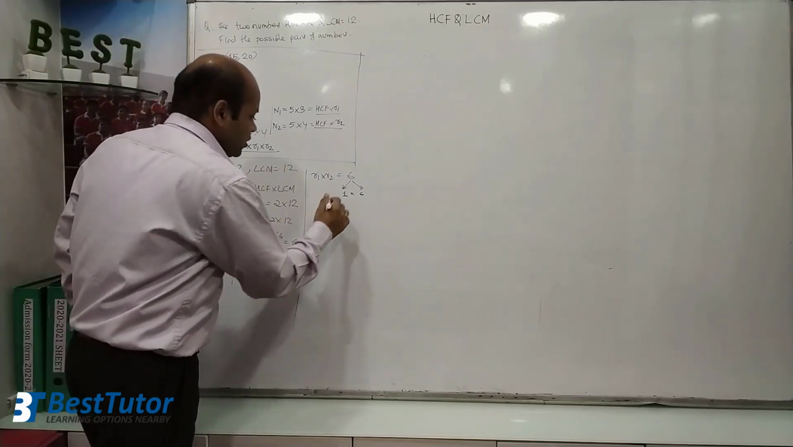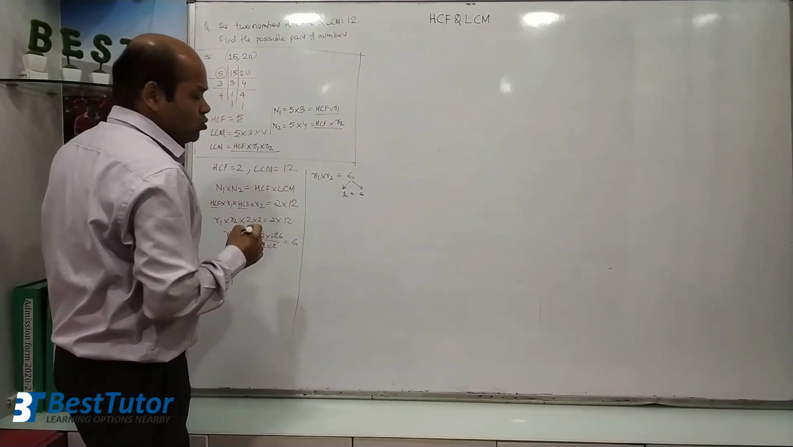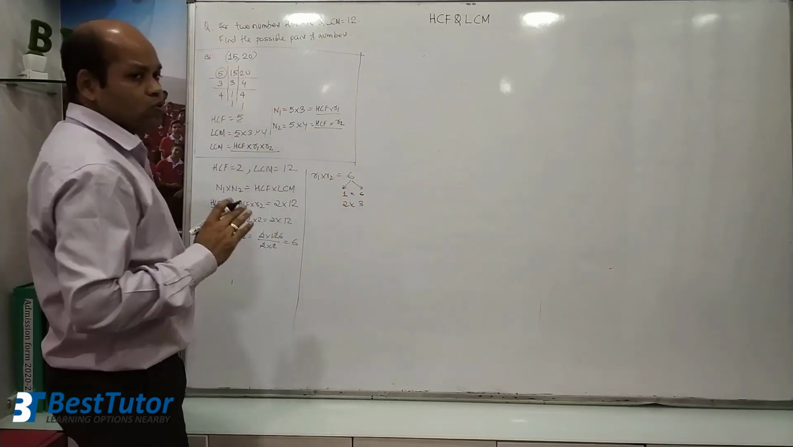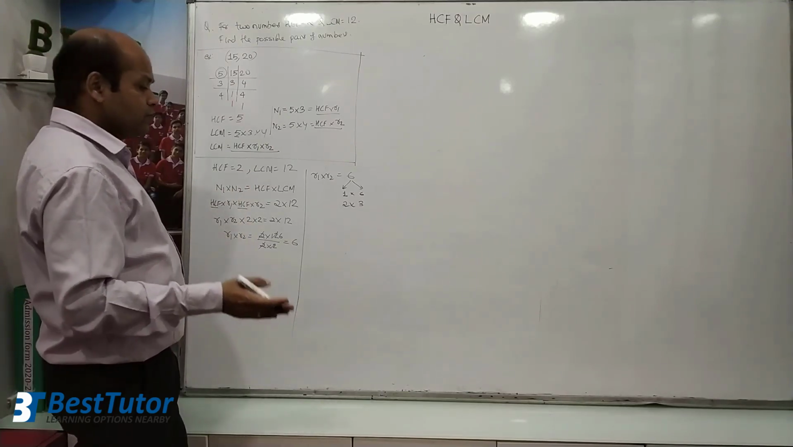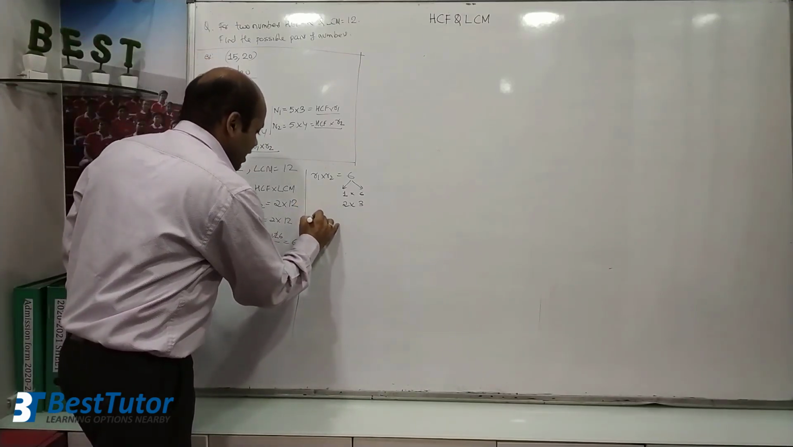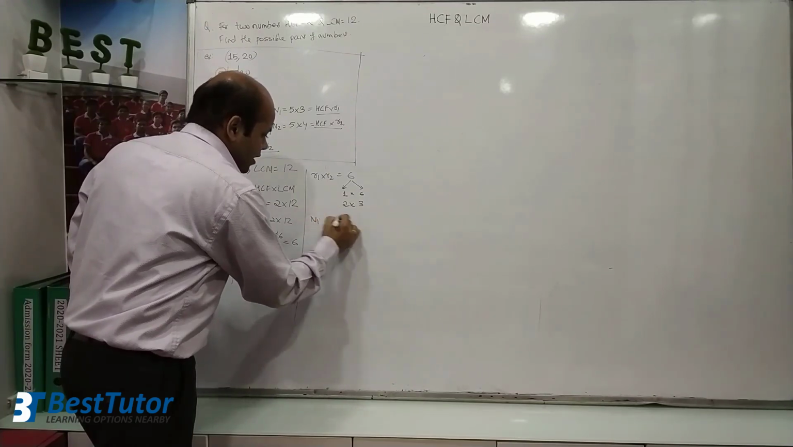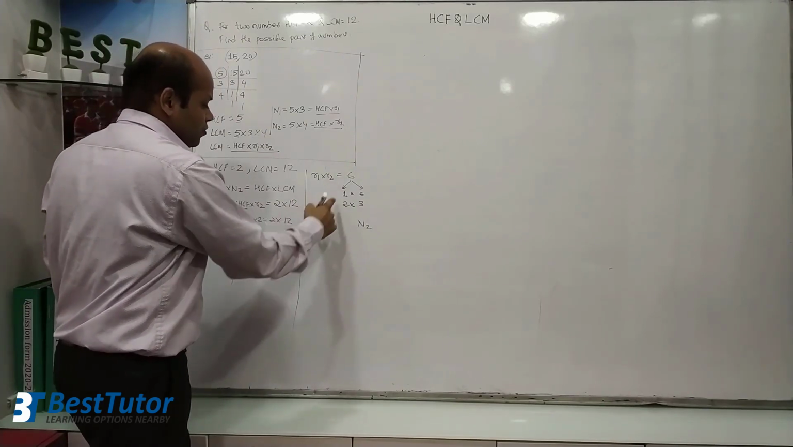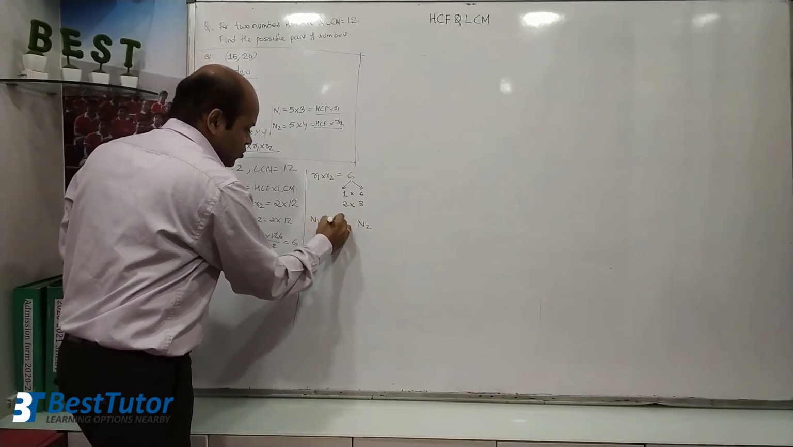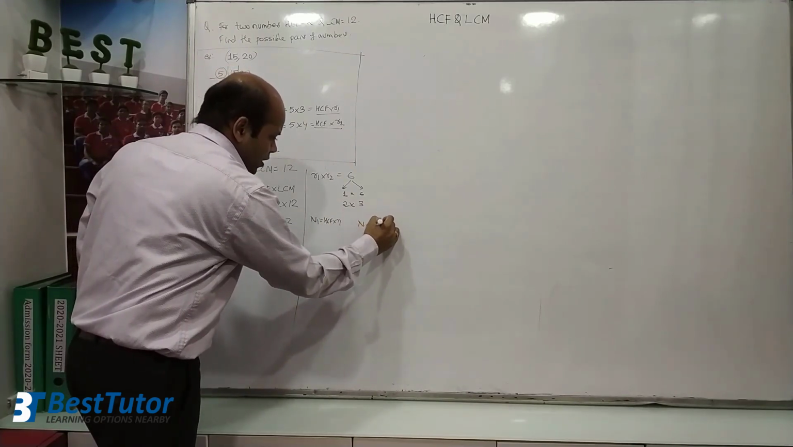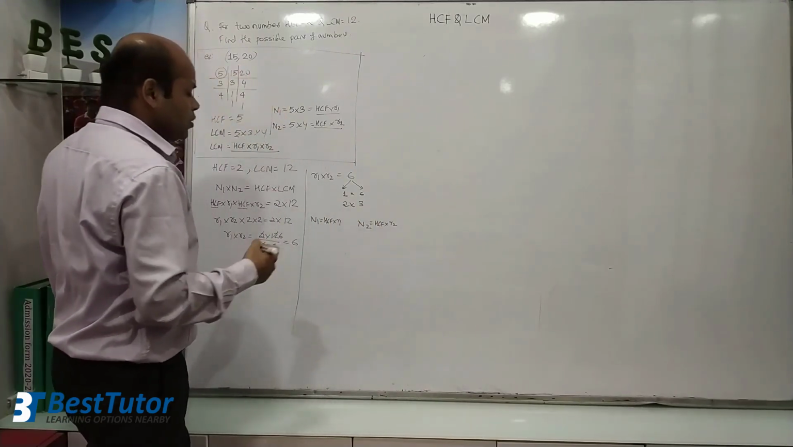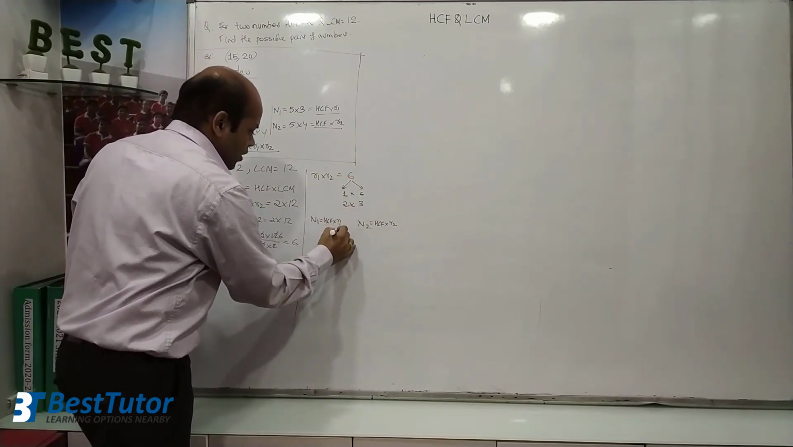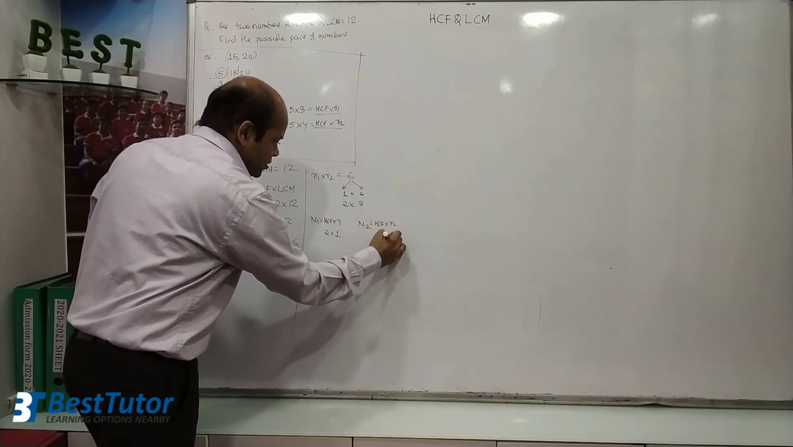Right? So here, 1, 6, which other number divides 6? It is 2 into 3, and also 3 into 2. No other numbers possible. Therefore, what is our N1 value and what is our N2 value that we need to find? So first pair is how to multiply. What is N1? HCF into R1. What is N2? HCF into R2. What is the HCF? We know it's 2. What is R1? 1. 2 into 6.